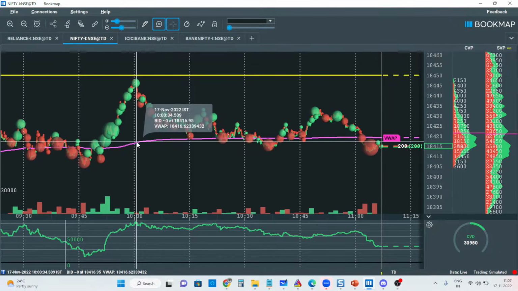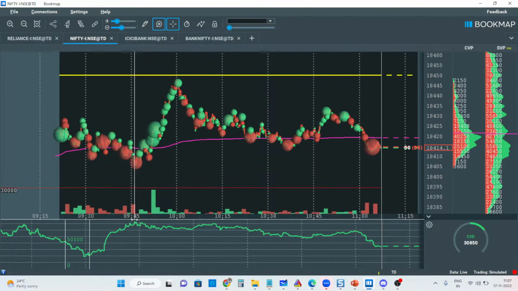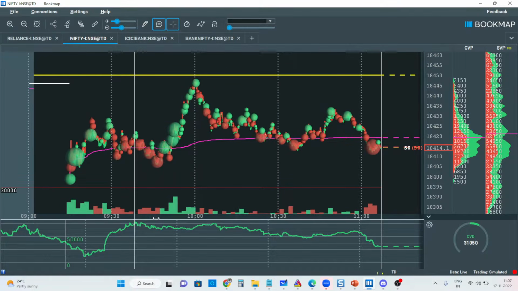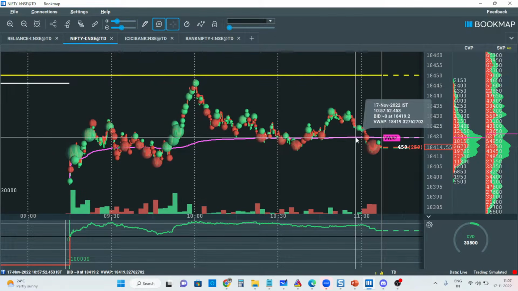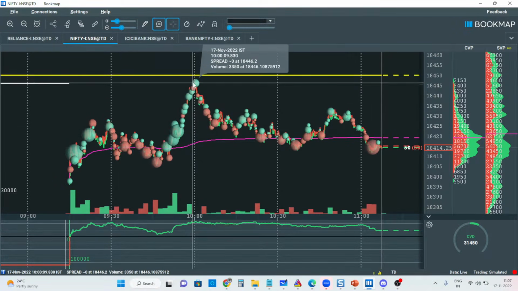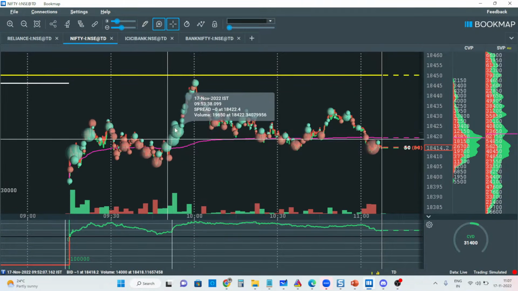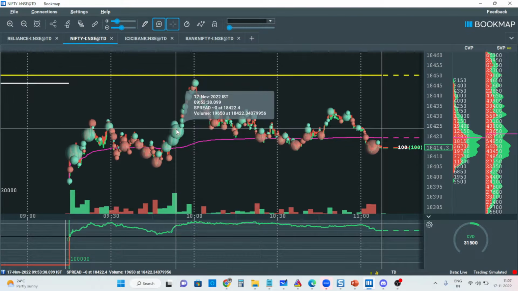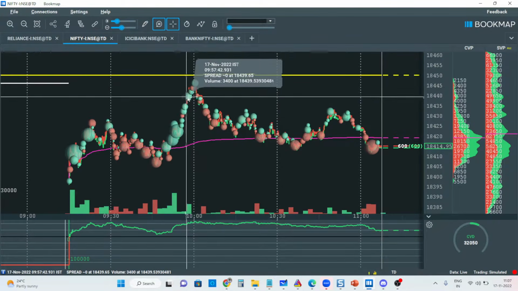So look at the pink color lines. That's a VWAP tool. Price is hugging the VWAP. Not only today, many other days, price has been using the VWAP, acting like a magnet. So what does that mean? The buyers are pushing the price up to a certain extent. Initially, volumes are good. Big bubbles mean bigger volumes. And over a period of time, it is getting smaller and smaller volumes.